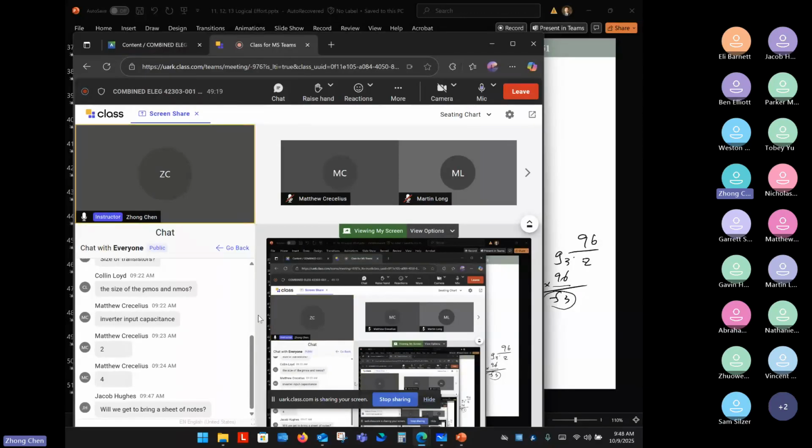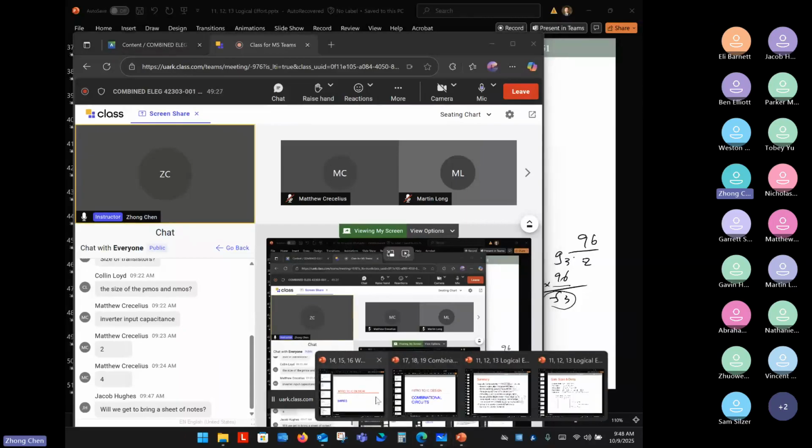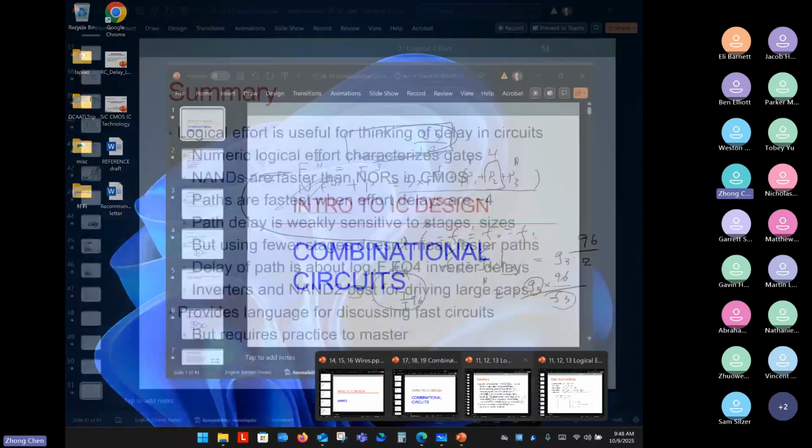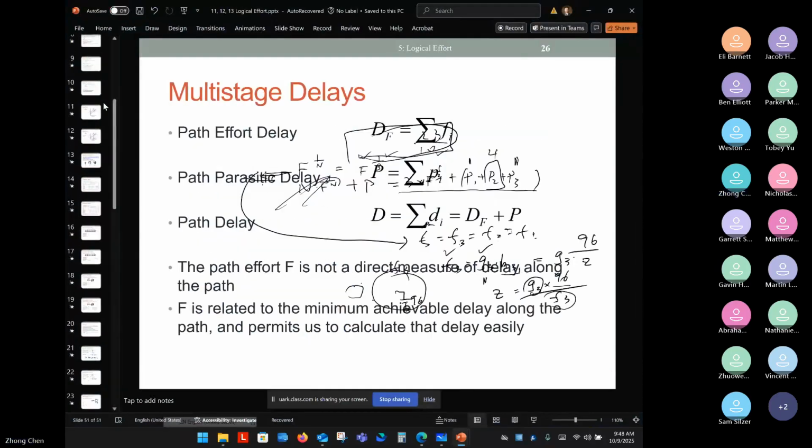You can compare with the RC of the unit size inverter, which we talked about at the beginning of this class. You can still go back to the original slides here.